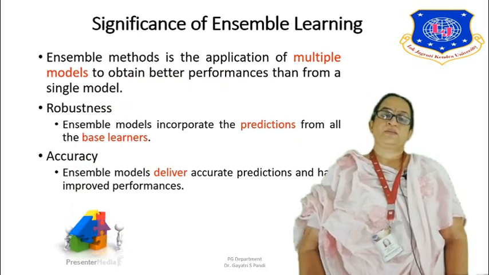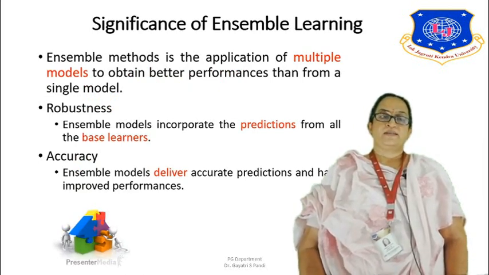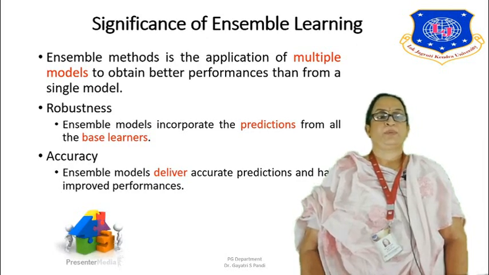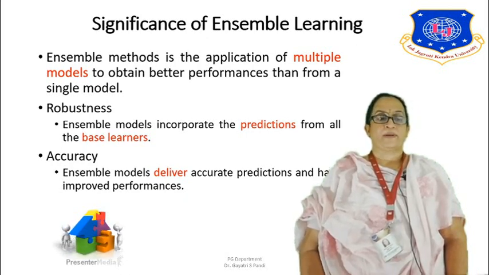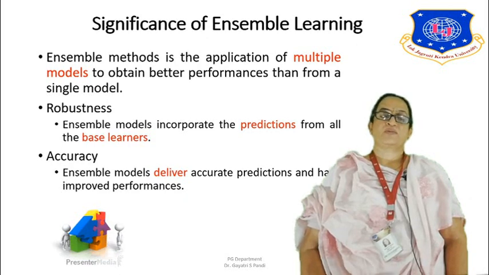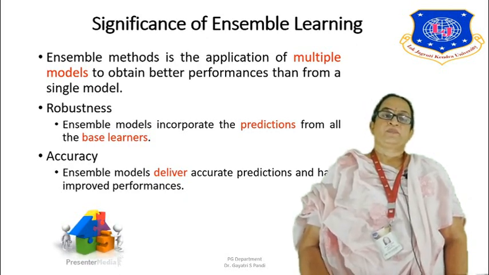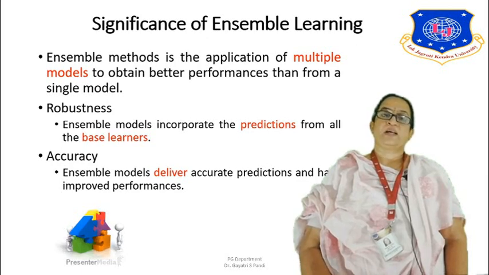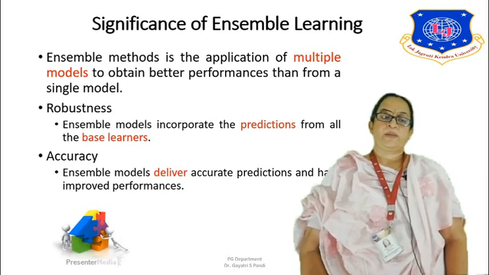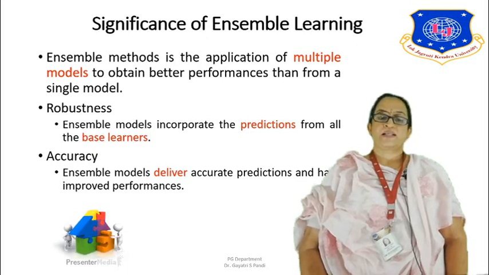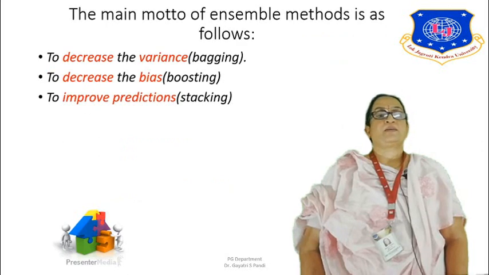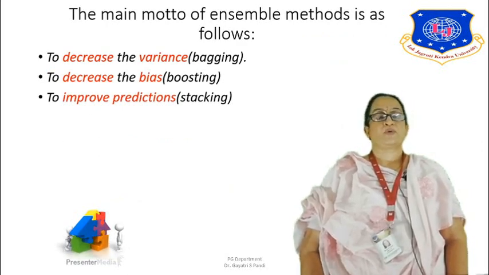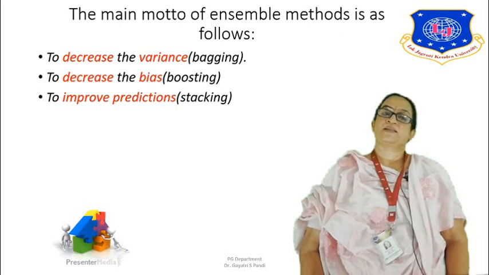So the significance of ensemble learning is that ensemble methods are the application of multiple models to obtain better performance as compared to a single model. So they are very robust, right? Ensemble methods incorporate the predictions from all the base learners. So they combine the predictions from various base learners, and that is where they are robust, so they can handle things properly. And then accuracy: ensemble models deliver accurate predictions and have improved performance. The main motto of ensemble methods is to decrease the variance, which is termed bagging, to decrease the bias, which is termed boosting, and to improve predictions, which is termed stacking.